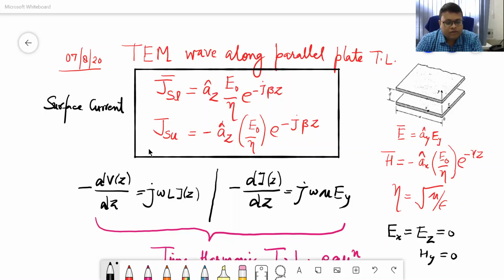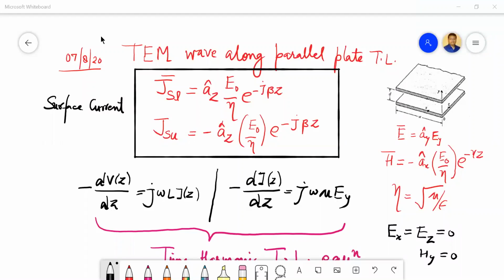Now today we'll be talking about the losses in a transmission line, and we'll see how it affects the propagation, what elements are responsible for the losses and their effect over the propagation, correct? So before that, we'll revise some of the basic things we studied in the last class.